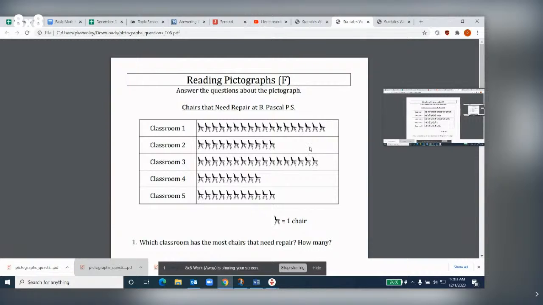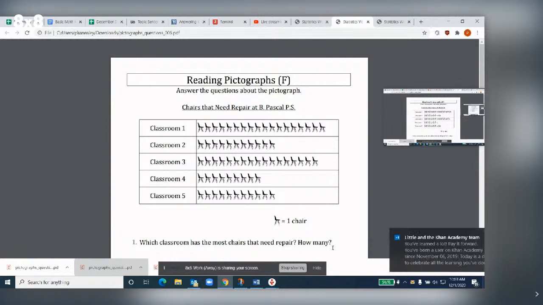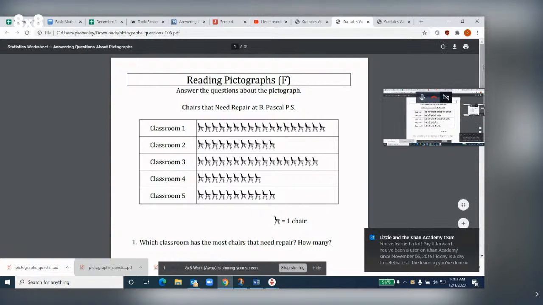Classroom 3, it looks like there's one less chair. So classroom 1 needs the most repairs. 18 chairs need to be repaired in classroom 1. Okay.